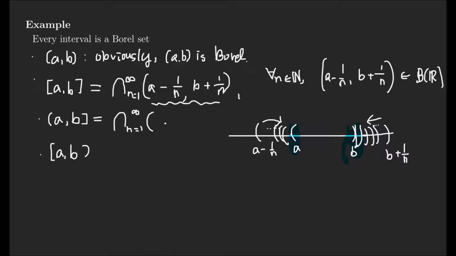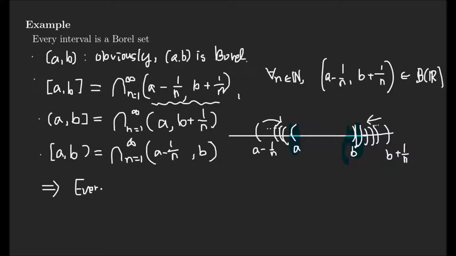In this case, fix a left side A, and just go to the touch B. Then this is also a Borel set. And in this case, let's pick the element in B and the intersection A minus 1 of N. Anyway, any interval apart from the open set, we can express in these types. This is the interval. So for this reason, every interval is a Borel set. Our proof is finished.